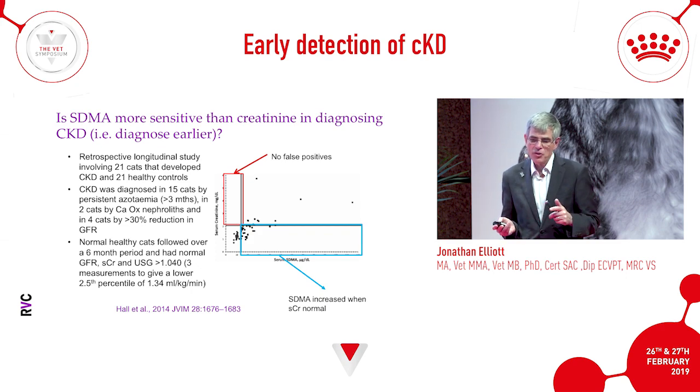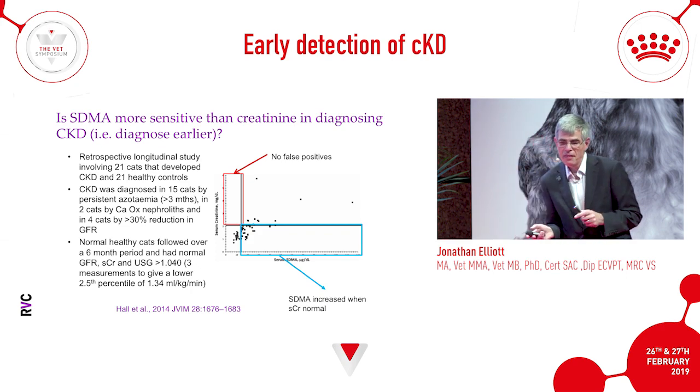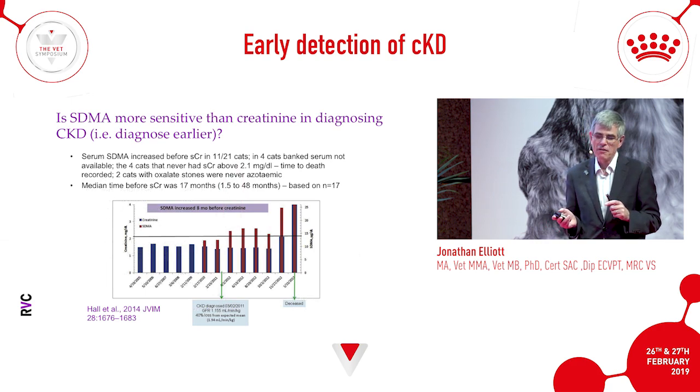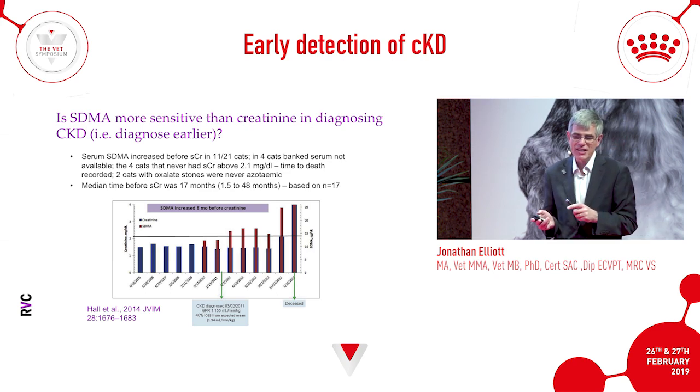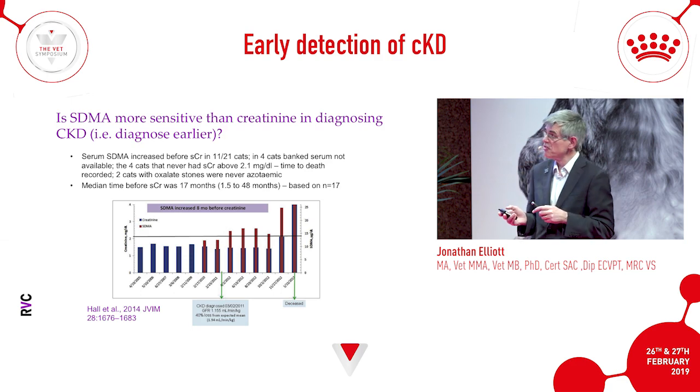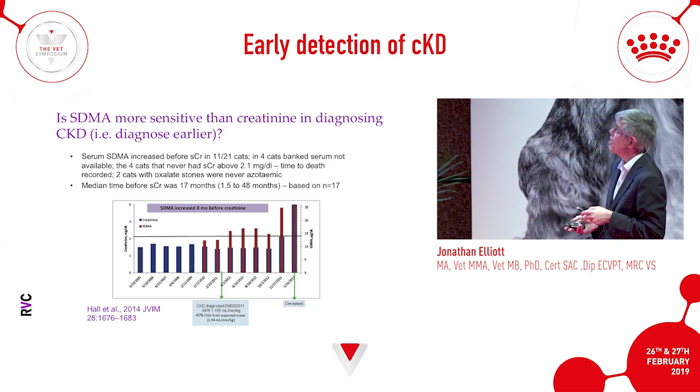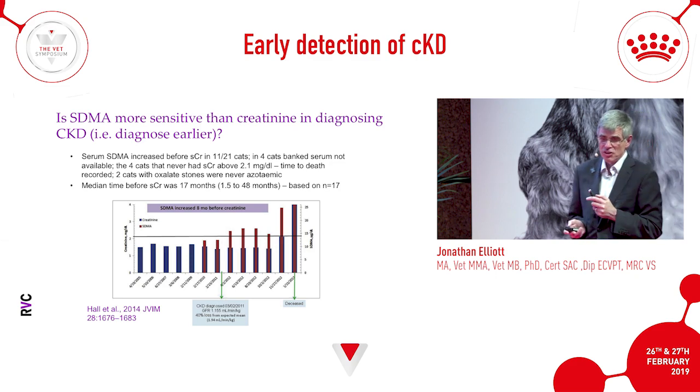And this is another figure that's taken from the paper showing how creatinine rose at a later time point than SDMA in this individual cat. So these are individual sample points for this cat, and in the blue is creatinine and in the red is SDMA. And you can see SDMA starts to go up and goes over the reference range, and that's 17 months prior to serum creatinine going up and going above the reference range in this cat.